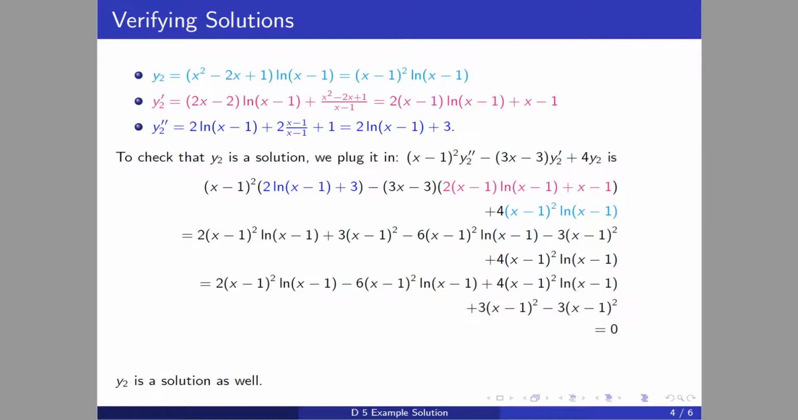And that finishes phase 1 of the problem. We have verified that y1 and y2 are solutions. We still have to do phases 2 and 3, that is checking which initial value problems have unique solutions, and checking to see if y1 and y2 are linearly independent.